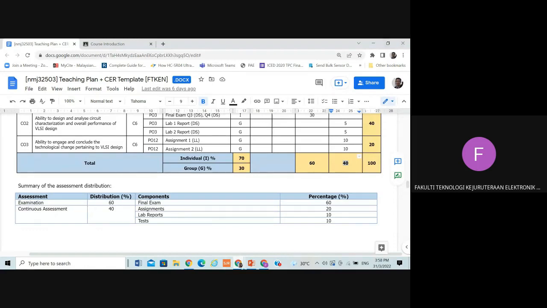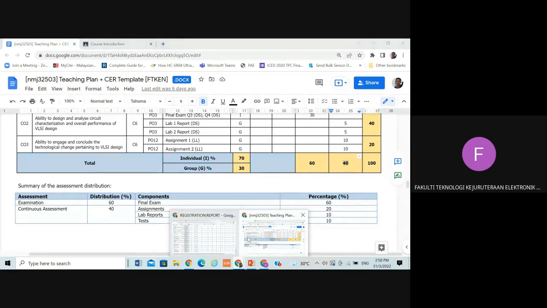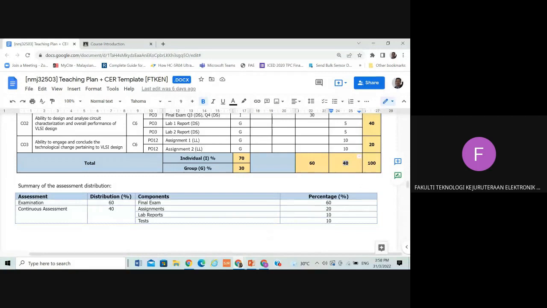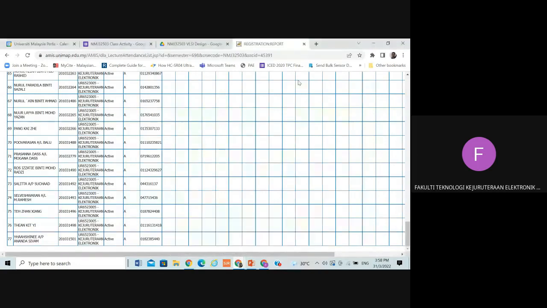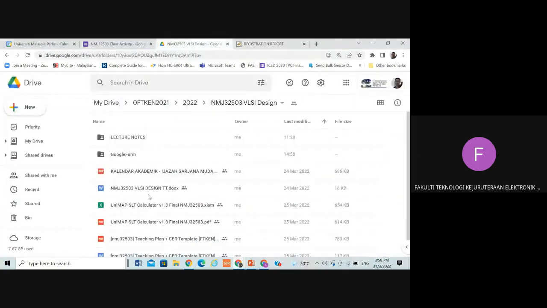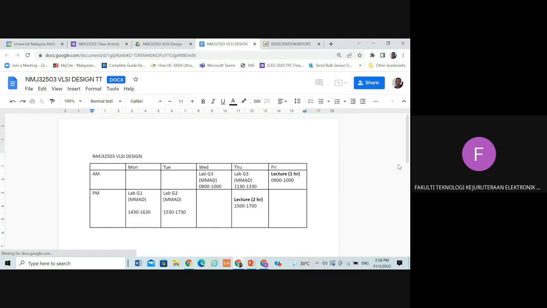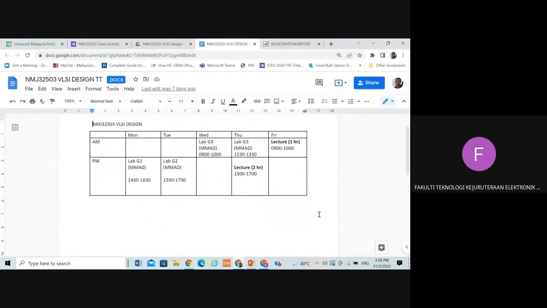Okay, I think I need to share the timetable as well. Wait, before I forget. Timetable, yeah, this one. This is your timetable. Yeah, clear. So I think same as the final timetable.